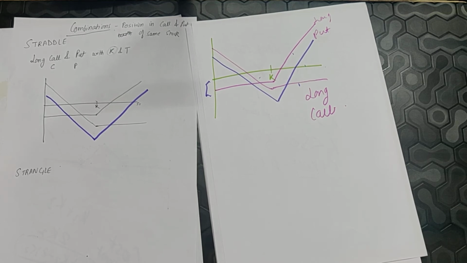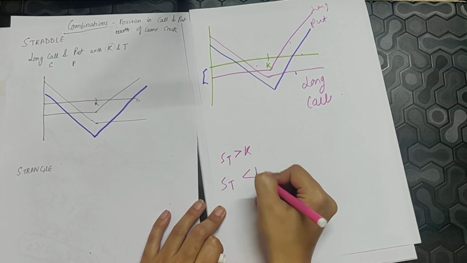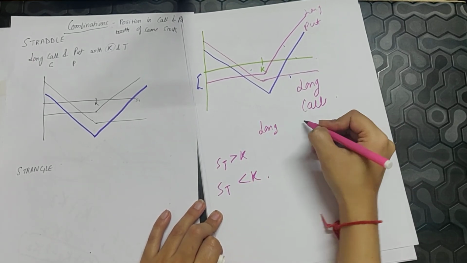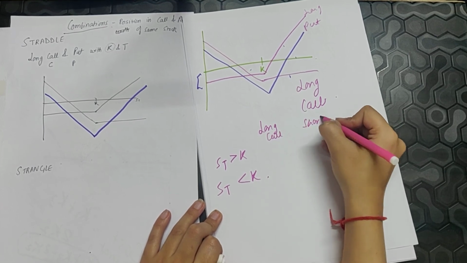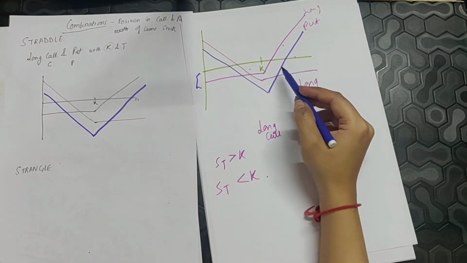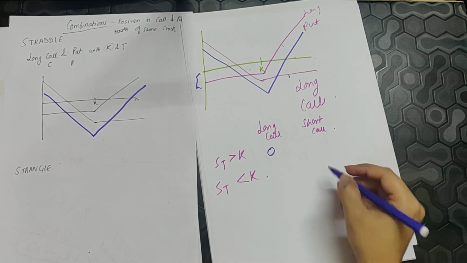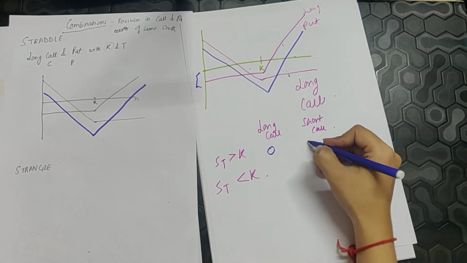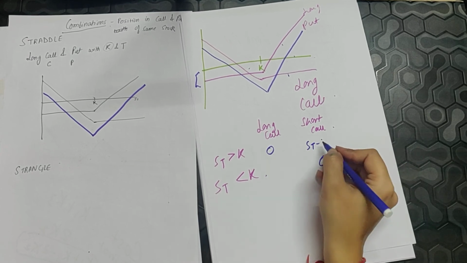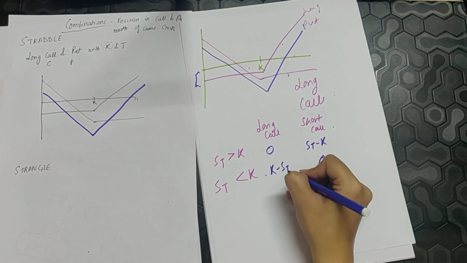Do we need to do the payoff diagram also? Let me see. So we have an ST which is greater than K and ST which is lesser than K. We have a long call and we have a short call. Long call at K, ST greater than K is non-exercisable, 0. ST less than K, short call is non-exercisable. Here this is ST minus K and this is K minus ST.